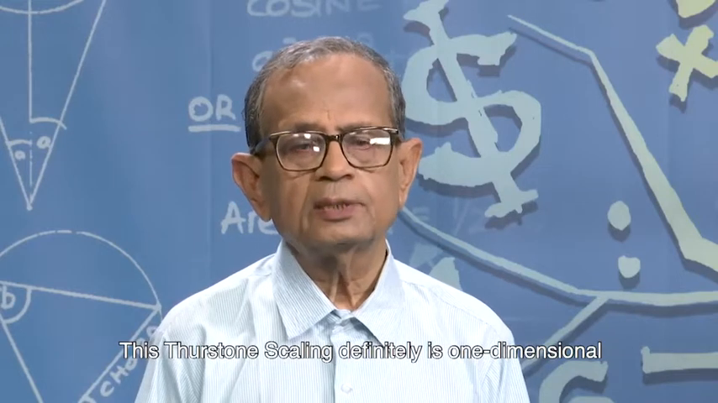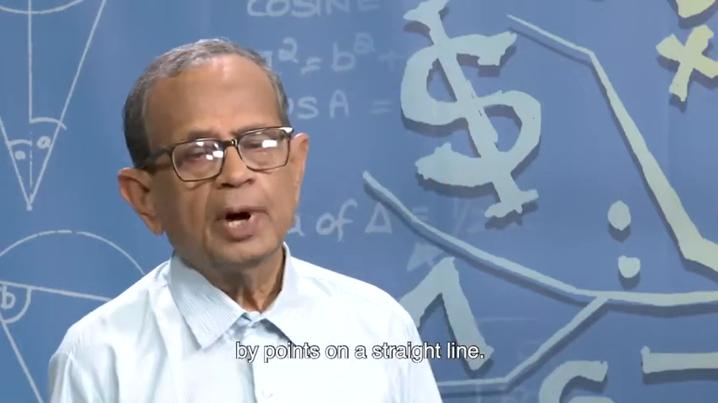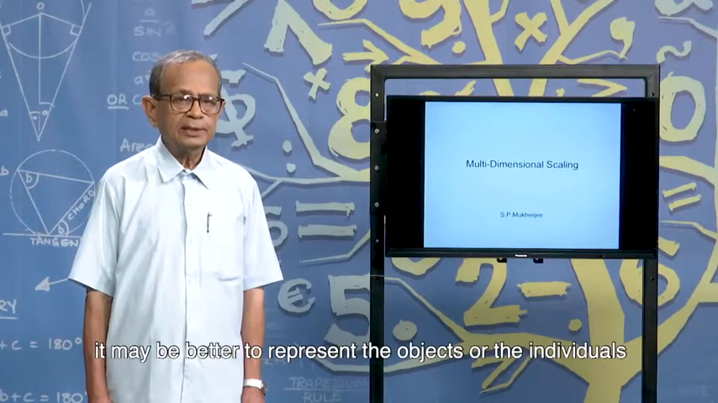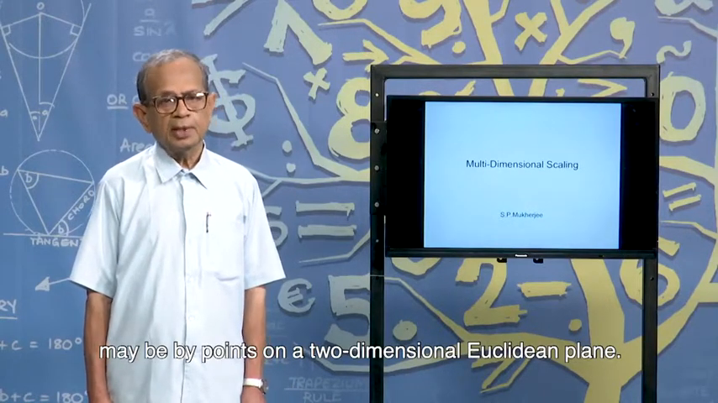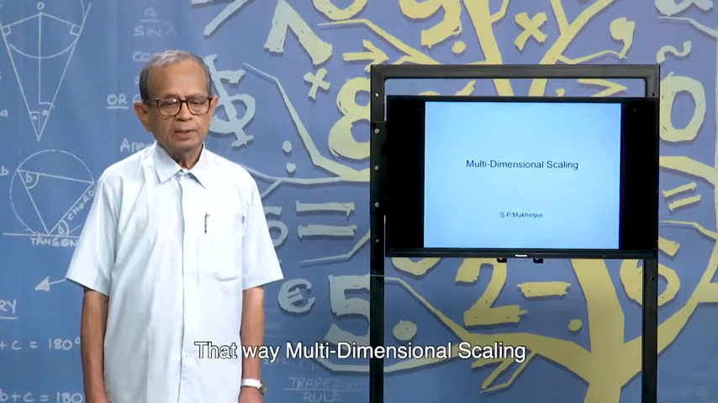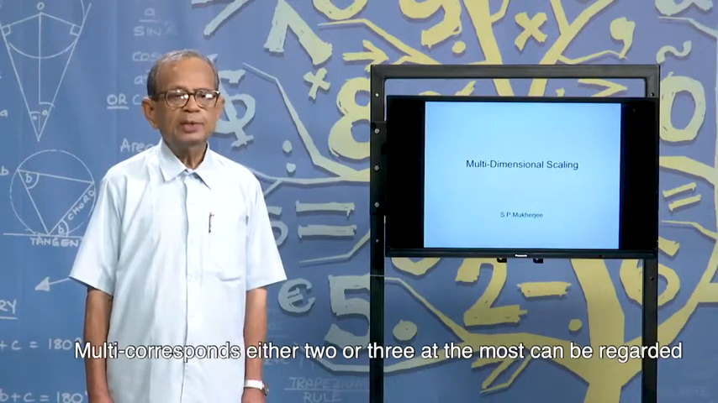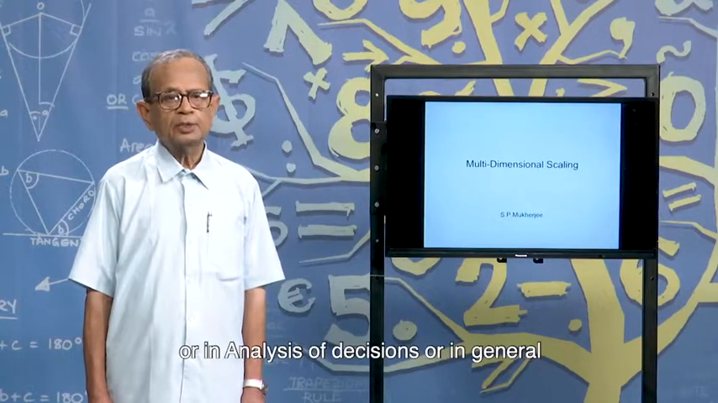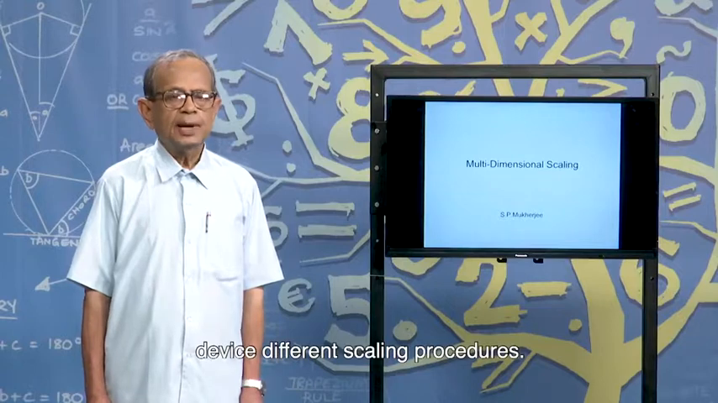This Thurstone scaling definitely is one-dimensional, since we are locating the objects or the individuals to be compared by points on a straight line. If several features or characteristics have been considered, it may be better to represent the objects or the individuals maybe by points on a two-dimensional Euclidean plane. At the most, we can represent them by points in a three-dimensional space. That way, multidimensional scaling, where the word multi corresponds to either 2 or 3 at the most, can be regarded as an extension of one-dimensional scaling, which is used in the theory of choice or in analysis of decisions or in general in many social science research, where psychometricians devise different scaling procedures.